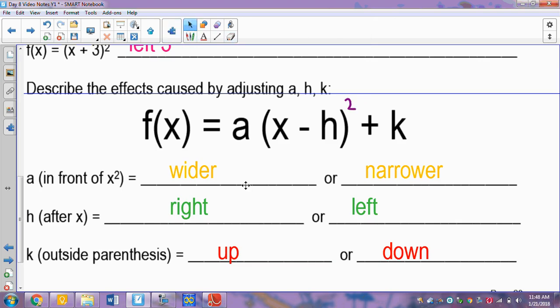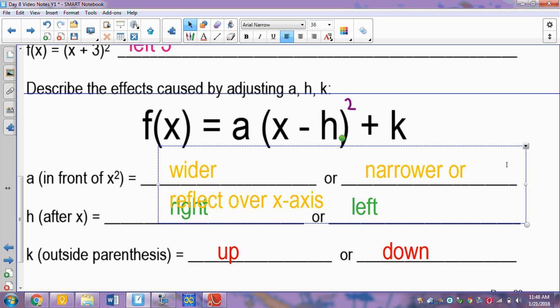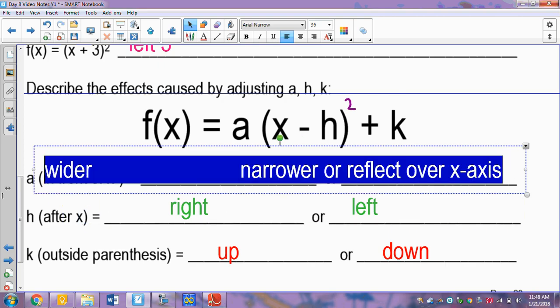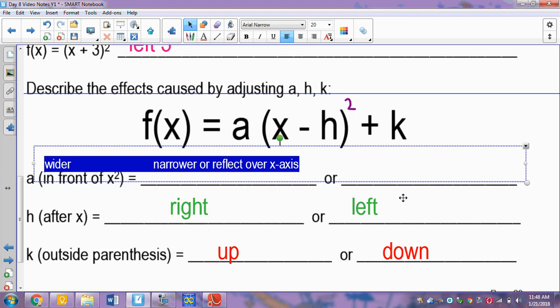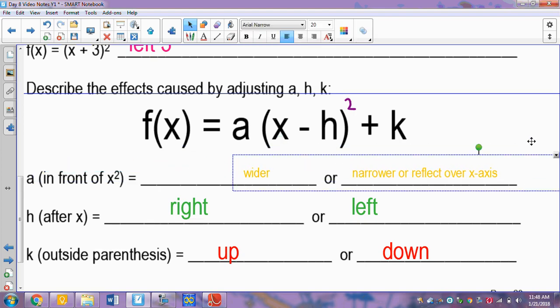Okay, so if there is a number in front of the x squared or the x, and it's larger than 1, it could mean that it's getting wider or narrower. So any number out in front is going to make the graph either become wider or narrower. The other thing that I should add here is narrower or reflect over the x-axis. Please add that. I'm going to have to make this smaller. Okay, wider or narrower or reflect over the x-axis.